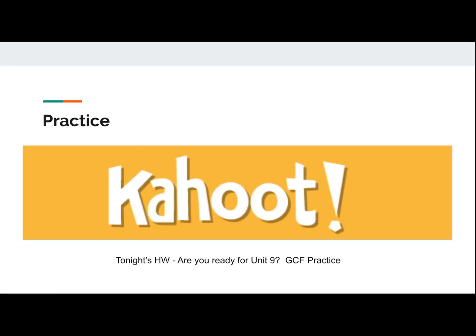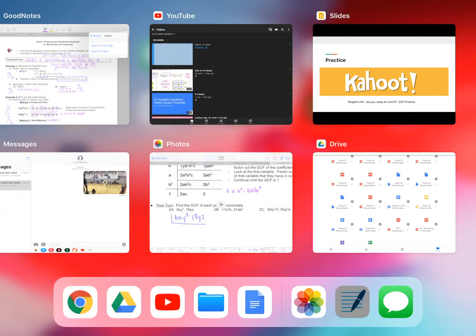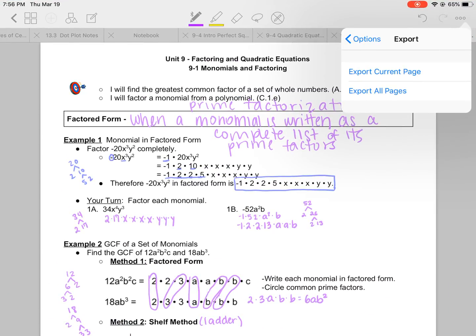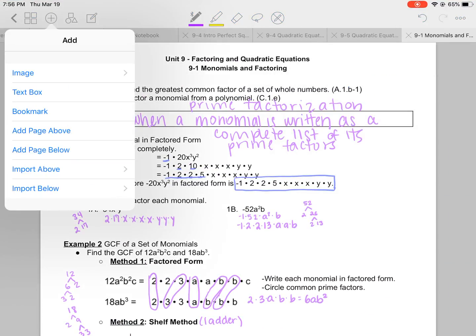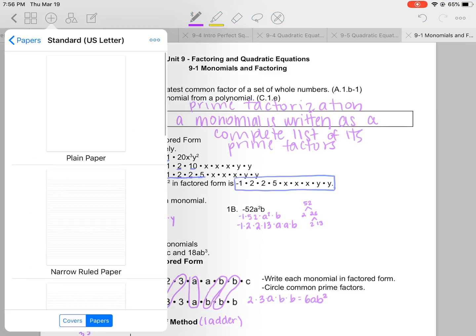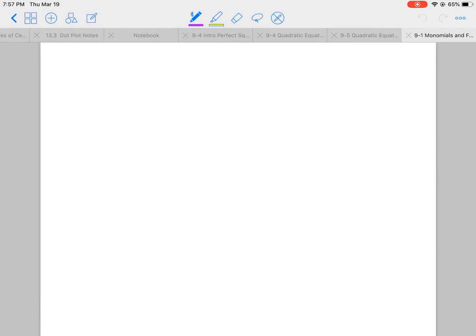There is a practice for this type of problem. You may have also seen something called the ladder method. Let me get a piece of paper up and I'll show you the ladder method. So the ladder method is what I teach my 7th graders.